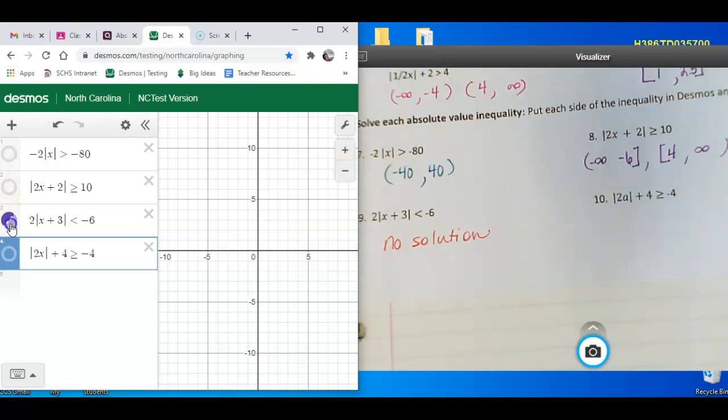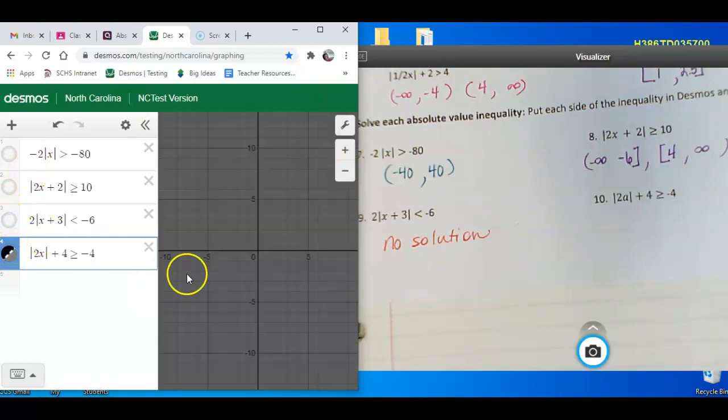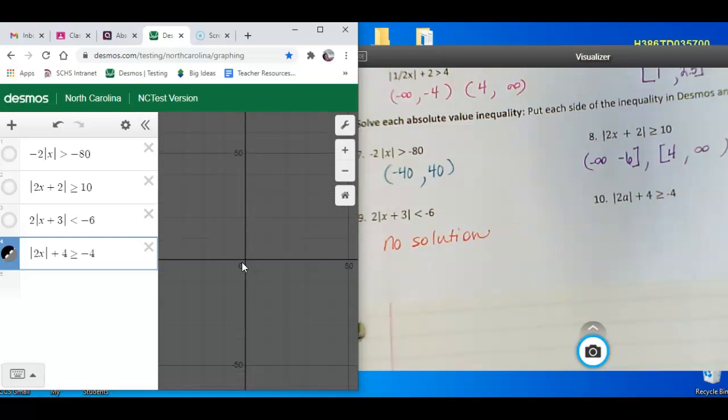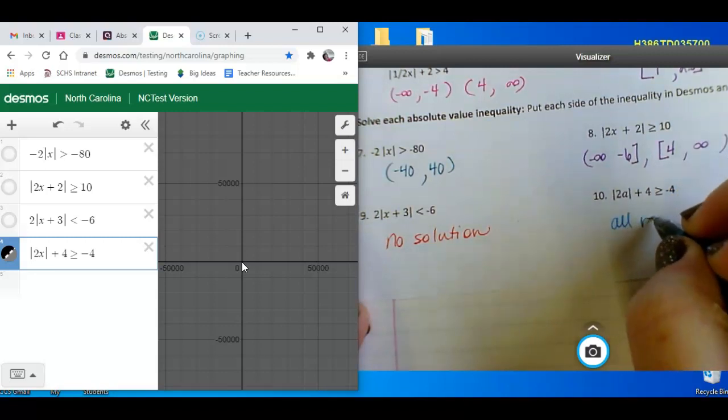Alright, and then let's look at the last one. Turn that off, turn that one back on. Let's zoom out. I'm never seeing just one shading or two shading because that never changes. That means that this one is going to be all real numbers.